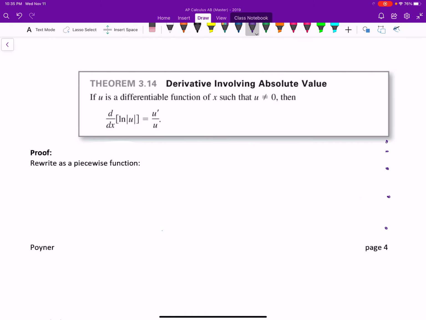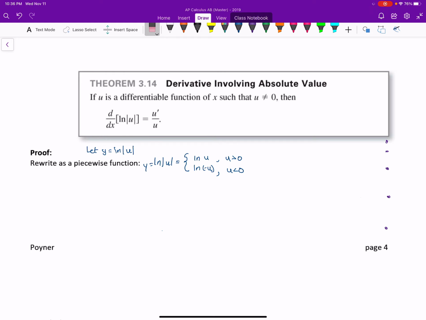By the way, a little aside, the derivative of the natural log of the absolute value of u is actually, the definition is exactly the same. And there's a little bit of a mini proof to that. Remember, when we have absolute value, I always suggest rewriting things as a piecewise function. So the first thing we're going to do is let y equal the natural log of the absolute value of u. The next step is then to write it as a piecewise function.